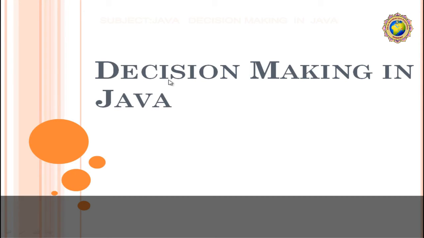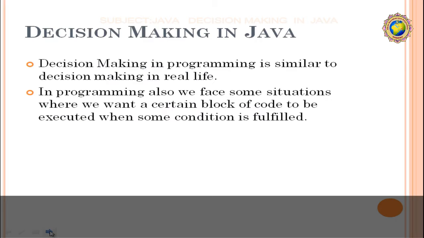Today we are going to learn about decision making in Java. So, what do we mean by decision making in Java? Decision making in programming is similar to decision making in real time. In programming also we face situations where we want certain blocks of code to be executed when some condition is fulfilled. That is a condition. If the condition is fulfilled, then the code of a block is executed.